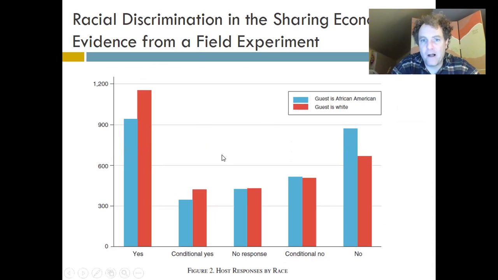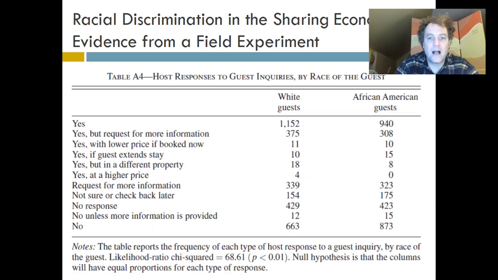What's interesting is to delve a little deeper into the results. So this is the basic answer: there is discrimination in the short-term rental housing market. African Americans are more likely to get a no response, and white guests are more likely to get a yes response on Airbnb, even though they're exactly the same fictional person. The only difference is the person's race.